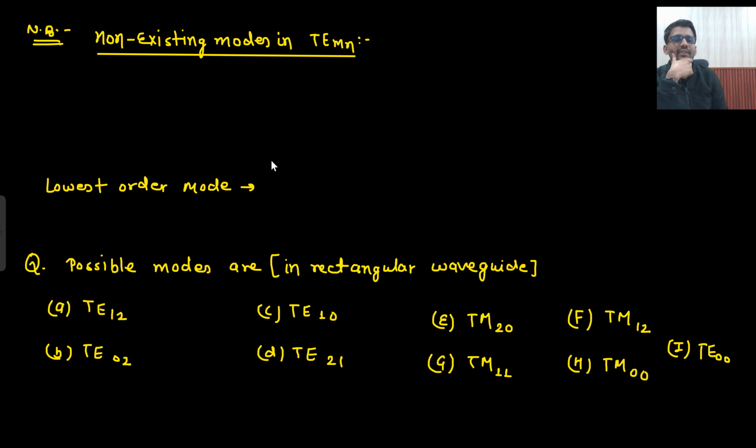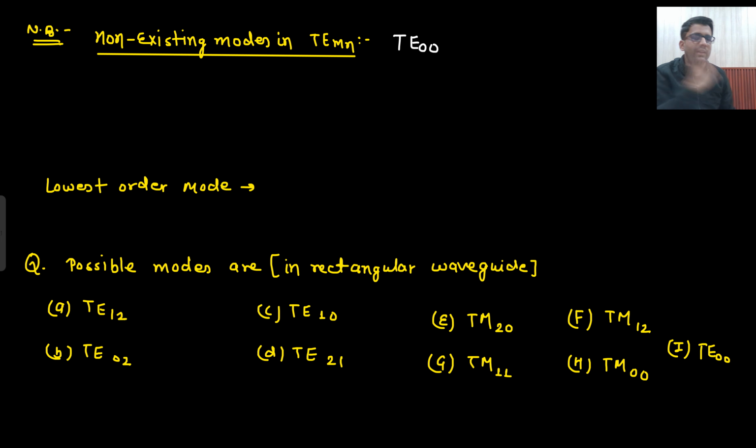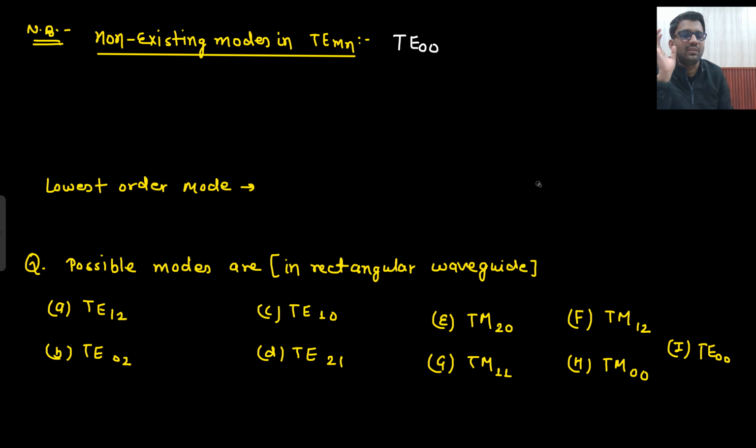So what is your non-existing mode in TEMN? Only TE00 is non-existing. This is also existing, this is also existing. Only TE00 is non-existing. Rest all is fine for our TE mode. In TM, how will you remember? That in TM you can never put it equal to 0. So one of them can never be 0, or two of them can never be 0. But in TE, only TE00 is not there, rest all are there.